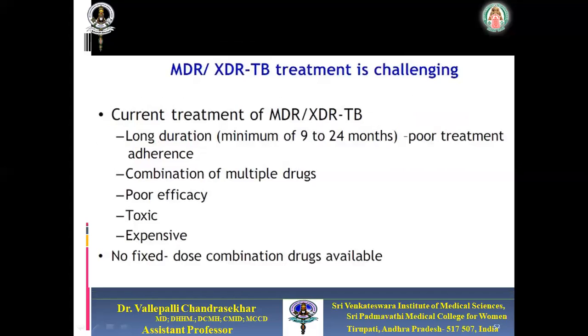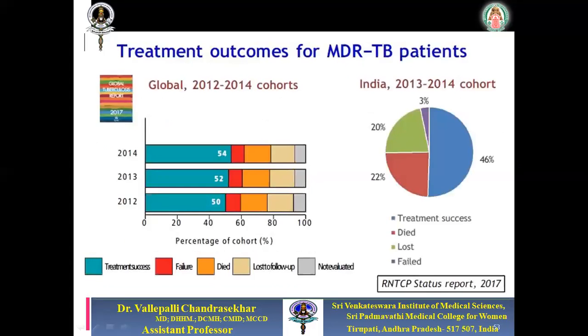So again, this MDR TB treatment is very challenging because current treatment involves a long duration, up to 2 years, and a combination of multiple drugs. There is a poor efficacy and it is toxic, expensive, and there is no fixed dose combination available till now. So this is a very challenging treatment for tuberculosis. Again, when we come across some statistics of treatment outcome for MDR TB cases, treatment success we are seeing in 46% of cases, failed in 3% of cases, lost in 20% of cases, and 22% of people have died.